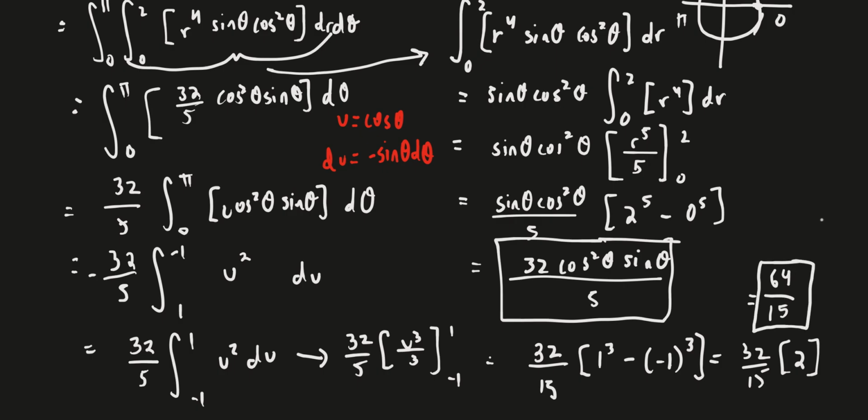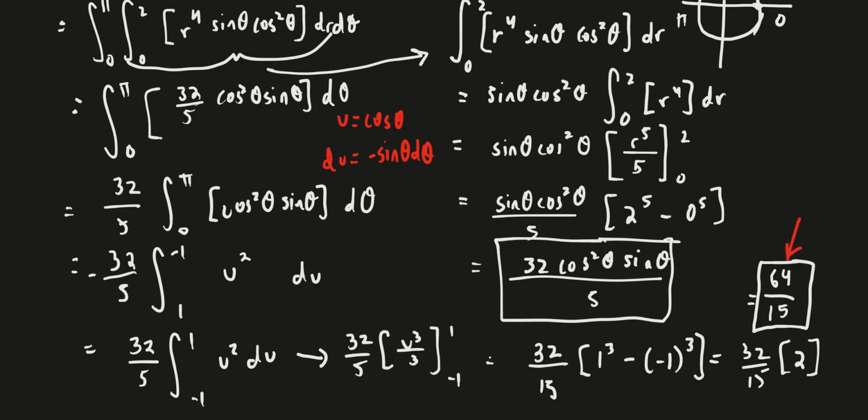Can this be simplified? Let's see. I don't think it can. 2, 3, 6, 4, 5. No, that can't be simplified. No, that's about how much we can do. And this is actually your answer right here.